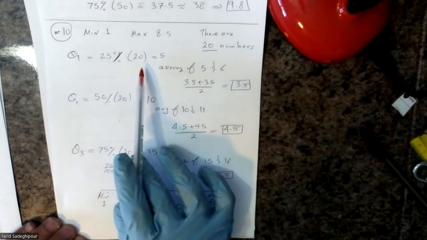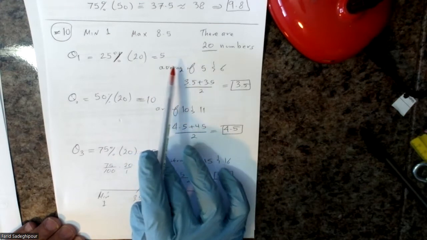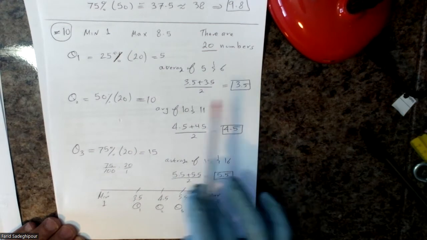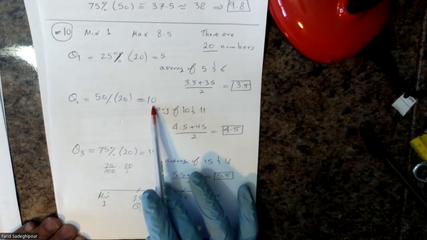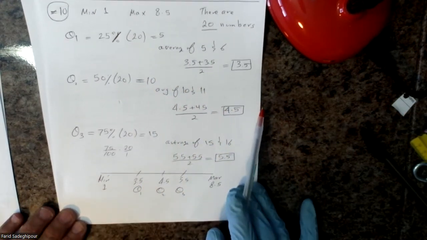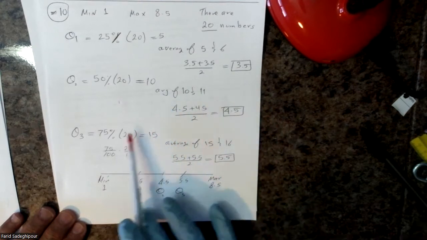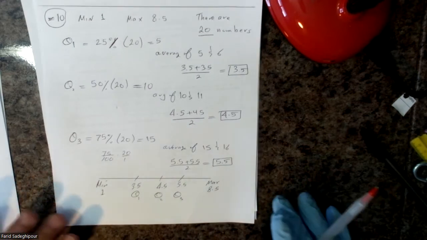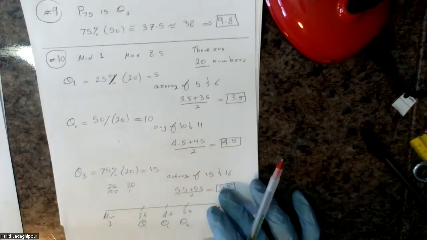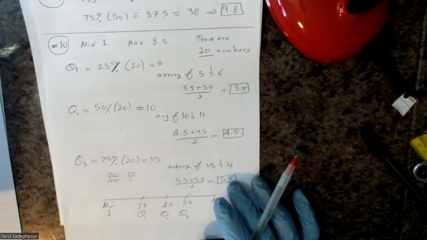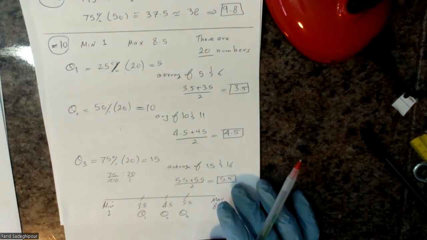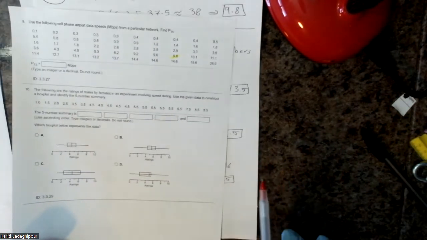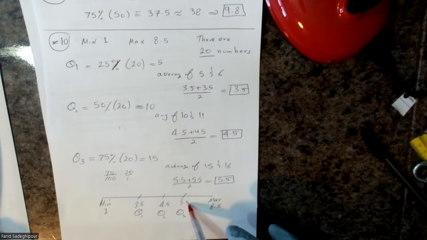So we find 25% of the 20 is 5. If it's a whole number, you have to take the average of 5 and 6. That gives you 3.5. 50% is 10. If it's a whole number, you take the average. These are your 5 numbers. Then you can see which one of those has these 5 numbers. So you look through this graph to see which one has these values.